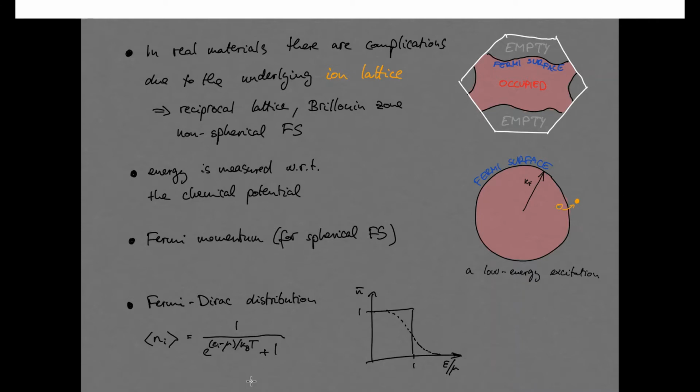At zero temperature, this function gives you this step function here with a very sharp step here. And as you turn on a non-zero temperature, it is this dashed line, this smoother function.